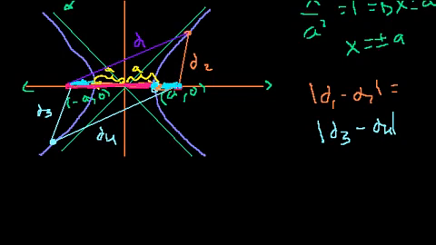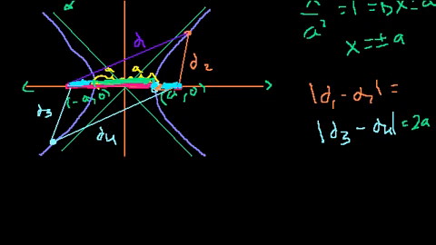So if this distance is the same as this distance, then the magenta distance minus this blue distance is going to be equal to this green distance, right? And this green distance is what? That's 2a. We saw that at the beginning of this video. So this, once again, is also equal to 2a.